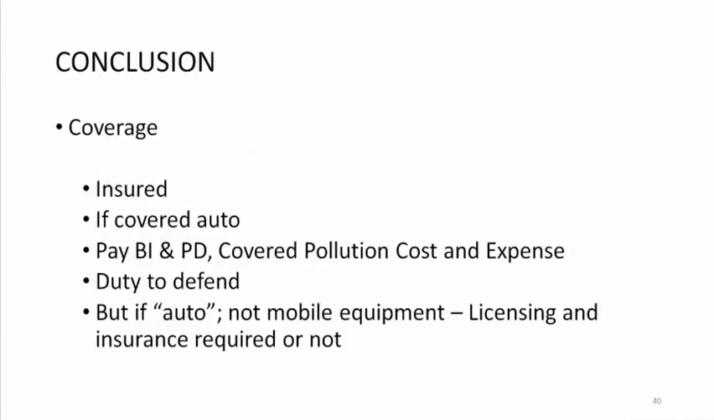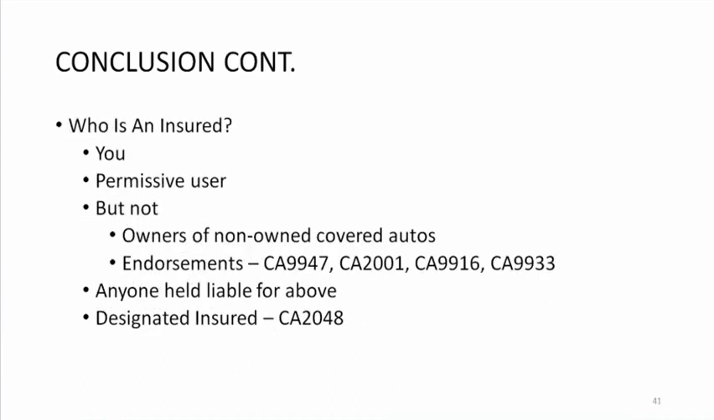So, conclusion, coverage. It's the insured, the legal entity. That's the business whose assets are exposed because of the autos that they have. We want to make sure it's a covered auto. That goes back to symbols. We'll pay BI and PD, covered inclusion cost and expense, as long as the insured or someone qualifying as an insured is named in the claim and it's caused by a covered auto. We do have a duty to defend as long as there is any part of the suit, until a payment can be made by the judgment that we pay or a settlement. But if autos are not mobile equipment that's licensed for the road, then that's GL. So we have to make sure the auto carrier and the GL carrier are in sync concerning those.